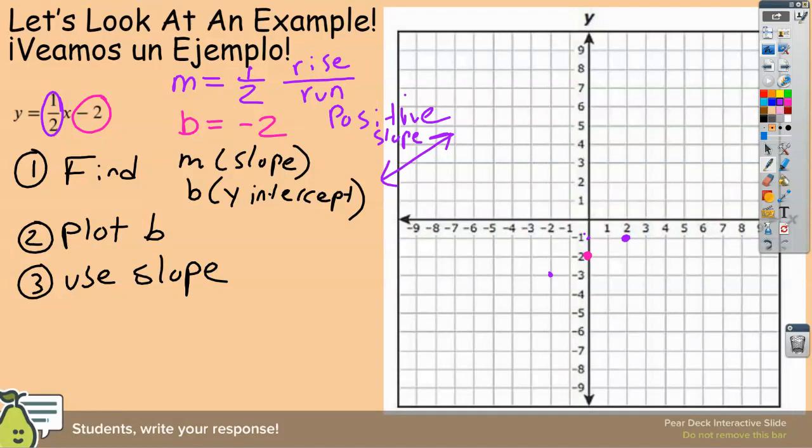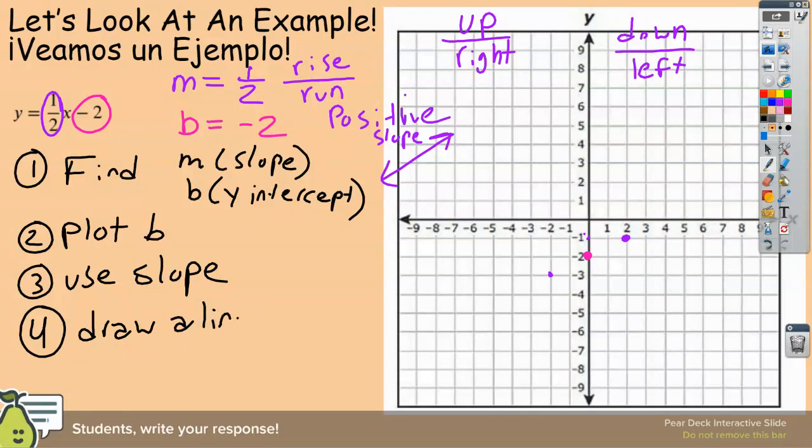So when you do a positive slope, you have two options. You either go up right or you go down left to get your 2 points. Now that we have that, our last step is going to be to draw a line. So we're going to connect those points, have our arrows at our end, and we're done.